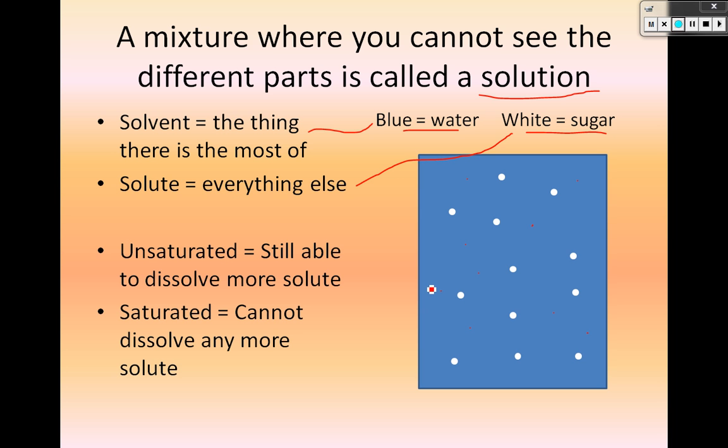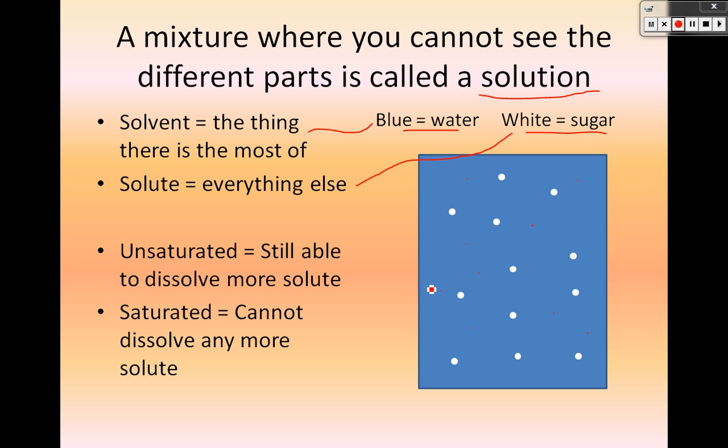One thing I want to mention that's not in here as a slide is that solutions don't have to be liquid. In this case it's liquid, but air is a mixture. It has nitrogen and it has oxygen and it has other gases too. So that's a solution where you can't see the different parts. If you're looking at the air, you can't tell which one is nitrogen and which one is oxygen.